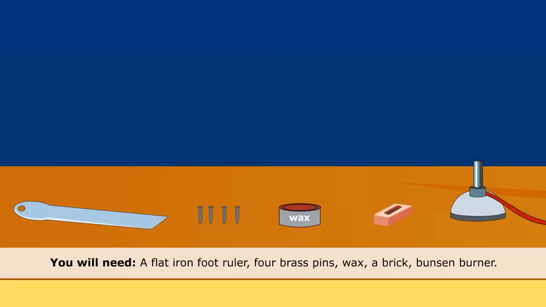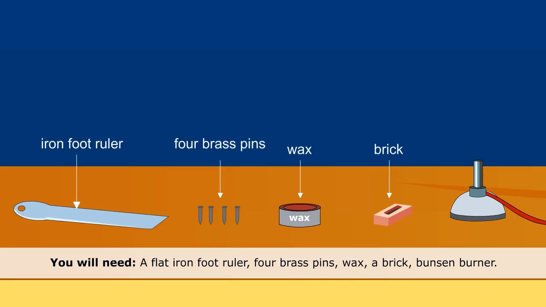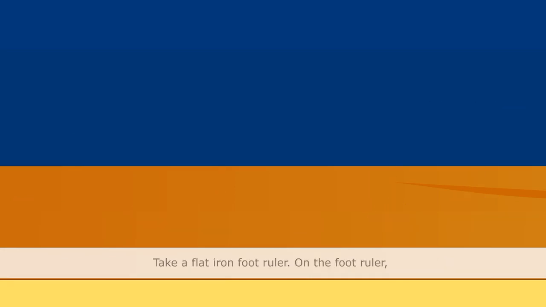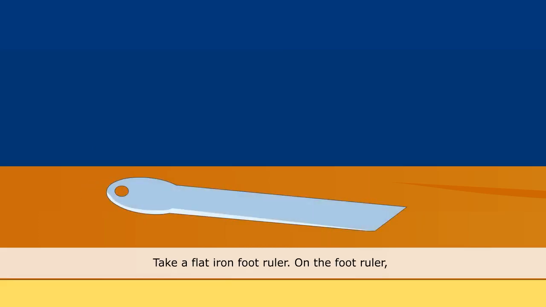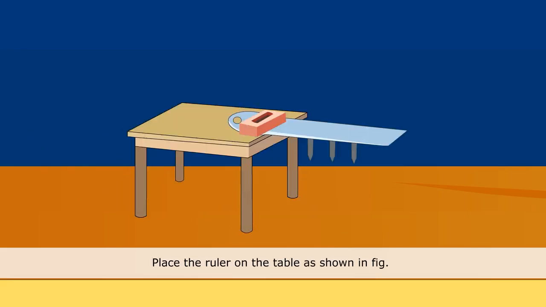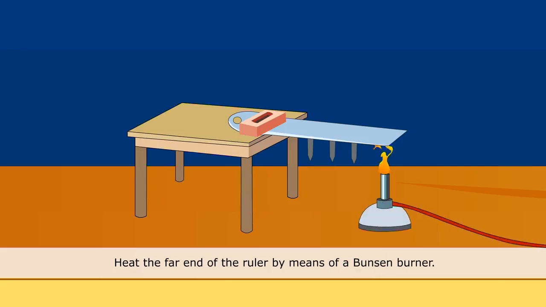To prove that metals get heated by conduction, you will need a flat iron foot ruler, 4 brass pins, wax, a brick, a Bunsen burner. Take a flat iron foot ruler. On the foot ruler, fix 3 brass pins with the help of wax. Place the ruler on the table as shown in the figure. Hold the ruler in position with the help of a brick.